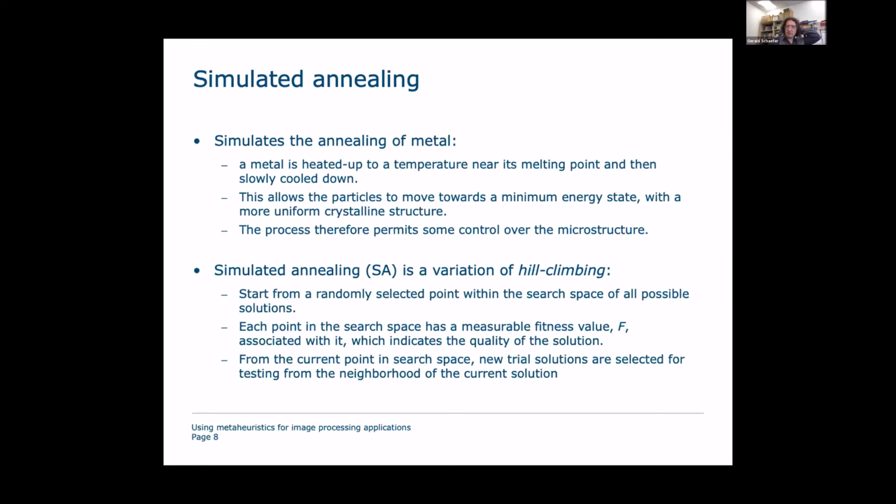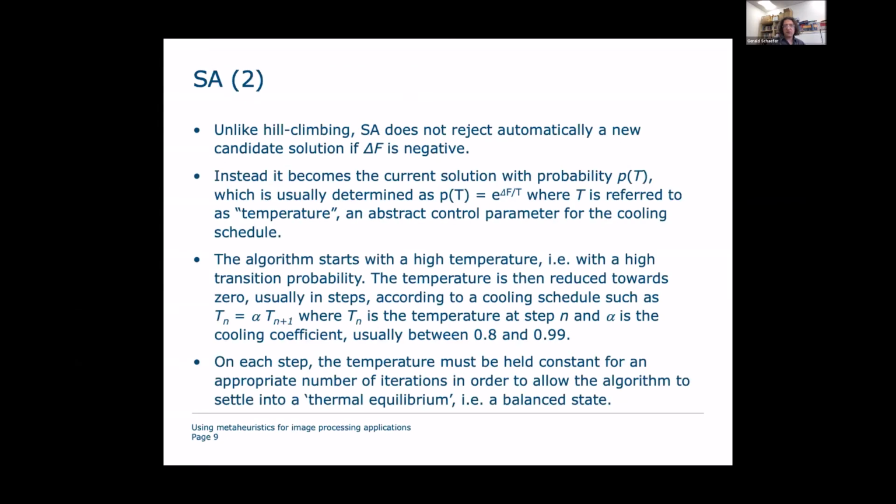In principle, it's a variant of hill climbing, one of the most commonly used techniques. We're starting from some random point, and that idea of using randomness is quite common for metaheuristics. We've got our search space, and on each point in the search space we can calculate the fitness. Around our current solution, we look for new trial solutions within a neighborhood, and try to move towards one that is better than the current one.